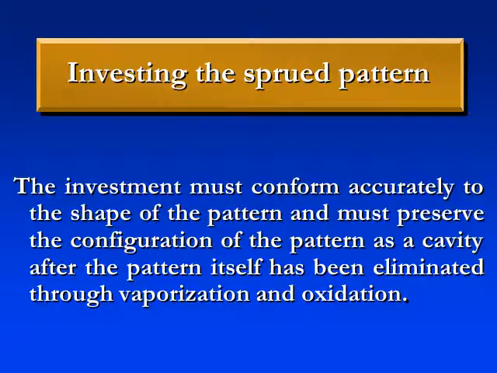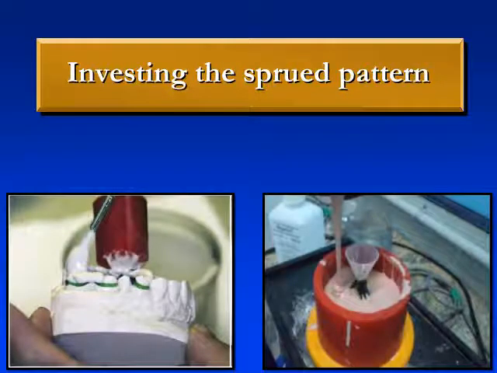Now, investing the sprued pattern. When we complete the sprueing of the wax pattern, it should be invested with investment material. The investment material must conform accurately to the shape and design of the pattern and must preserve the configuration of the wax pattern as a cavity after the pattern itself has been eliminated through vaporization and oxidation. What does this mean?